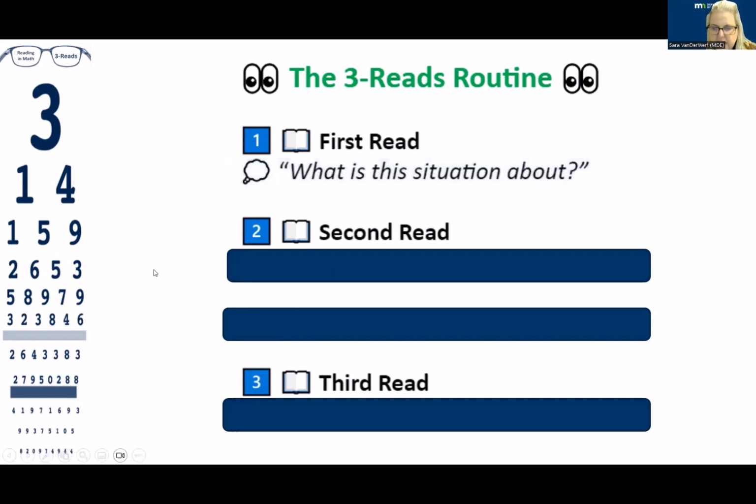In the first read, you're going to ask your students, and this goes pretty quick because I'm not stopping and showing you what's in the teacher textbook every time with students. First read, we read it out loud. I often as a teacher will read it the first time, but it could be a student. What is the situation about?